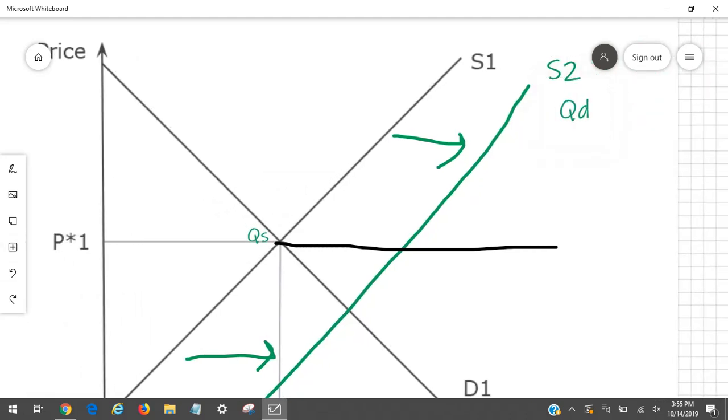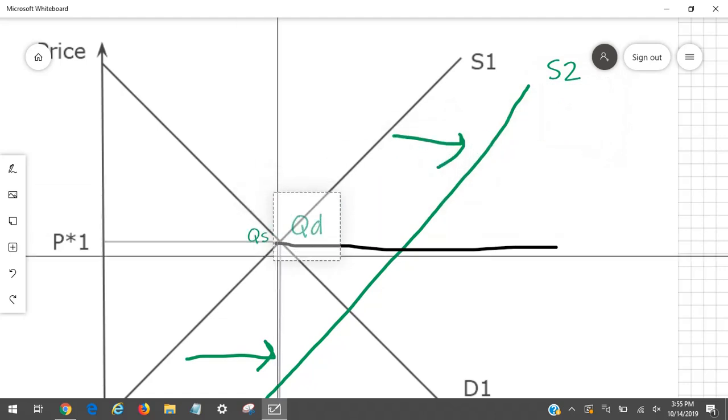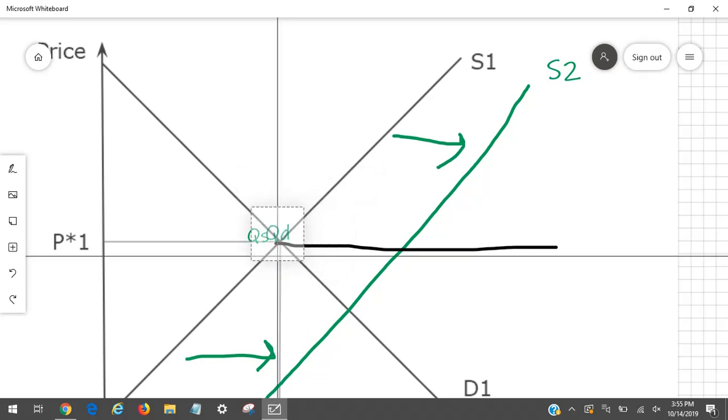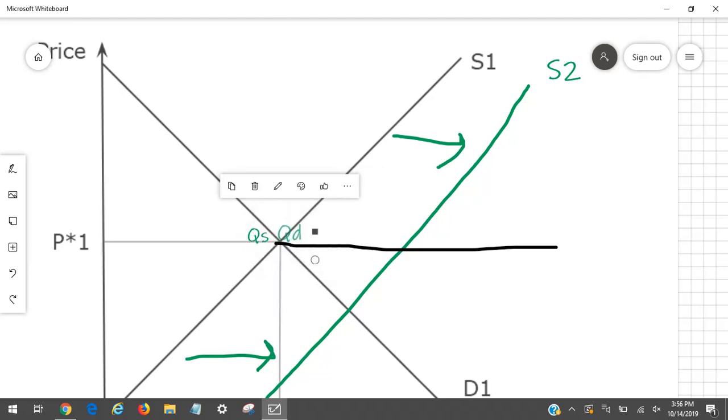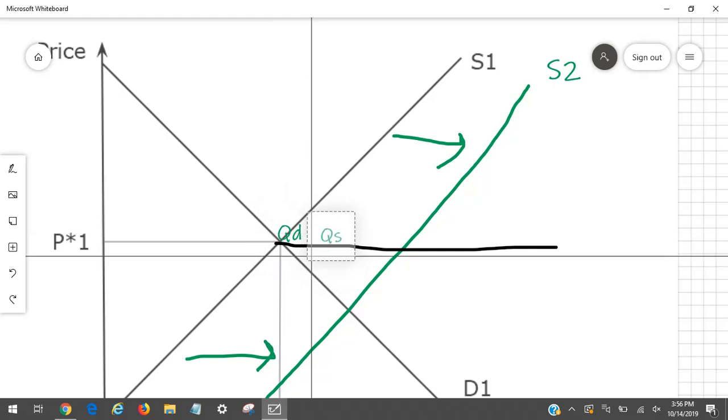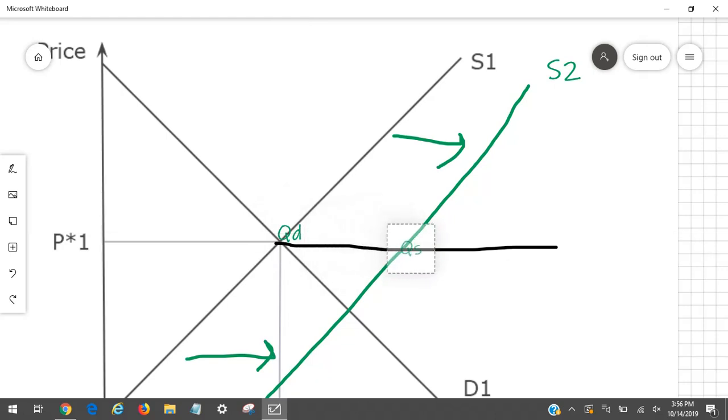Right? QS was equaling QD. So they were both over here at this intersection point of the original supply and demand curve. Okay, but when my supply curve shifted to the right, my quantity supplied shifted with it, way over here at this little point right here.